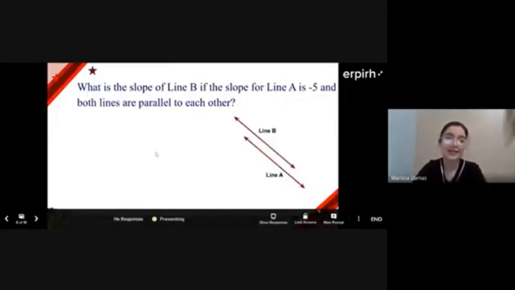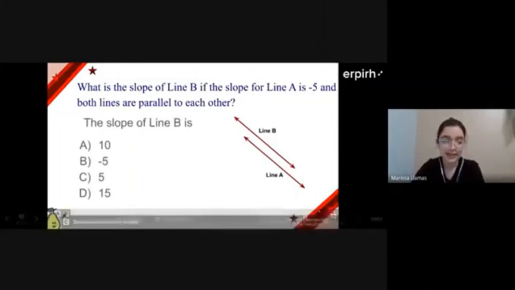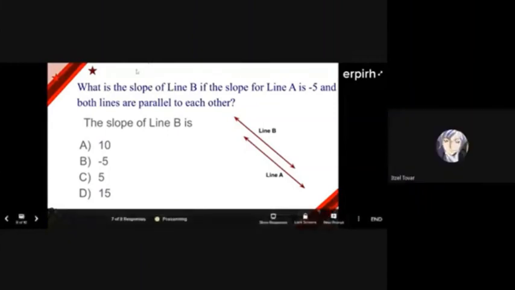And the next question: what is the slope of line B if the slope for line A is -5 and both lines are parallel to each other? I have a lot of you guys responding already. Does anybody want to unmute yourselves and explain the process and your answer? The slope is -5 because they're saying the slope is -5 for line A, and line A and B are both parallel. Good job.